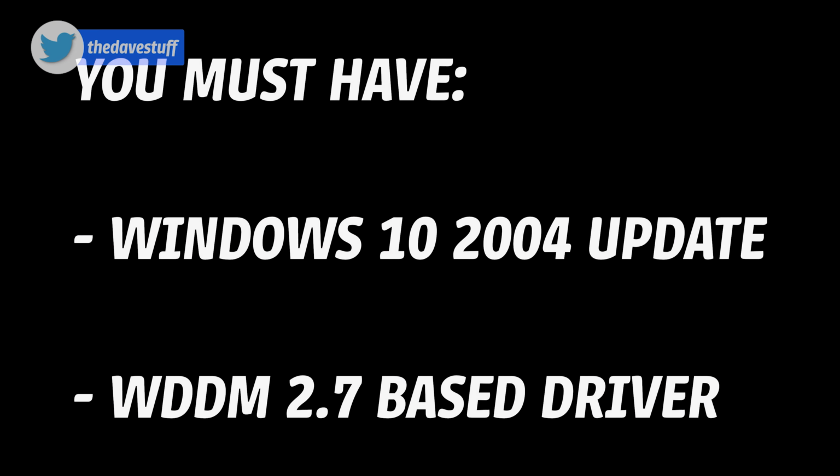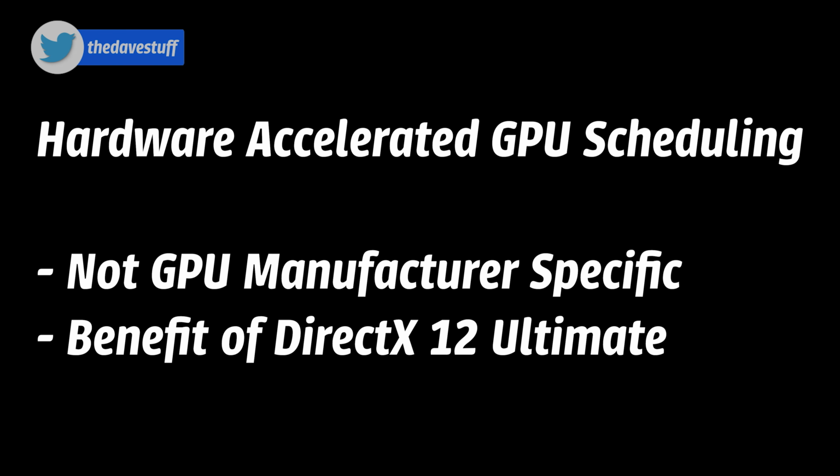Can you enable hardware accelerated GPU scheduling? It's a two-part answer. 1, you need Windows 10 2004 update or later. And 2, the driver must use Microsoft's latest WDDM driver, specifically 2.7 as of this recording. There's no ors, it's only ands. That's the requirement. So it's not specific to any GPU manufacturer like NVIDIA. It is a benefit of DirectX 12 Ultimate, which was introduced with the Windows 10 2004 update. So you gotta have both to enable the option.